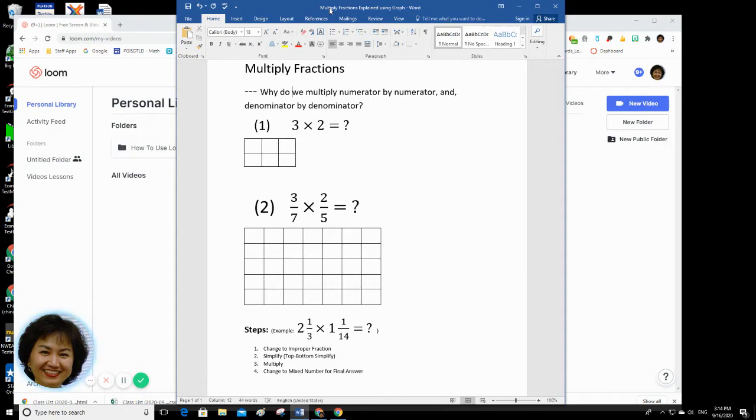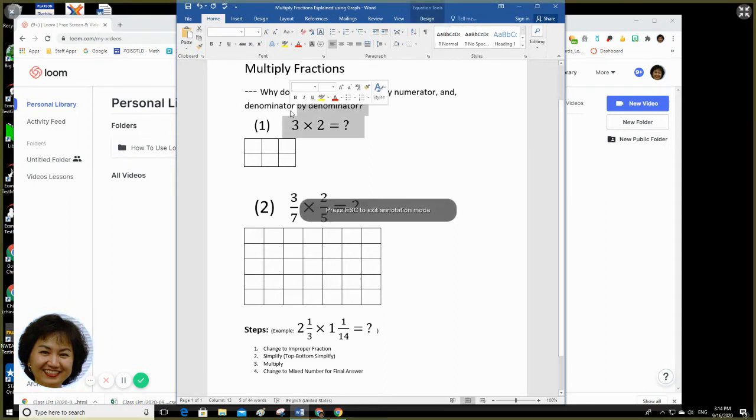Look at this first example. How do we do 3 times 2? They both are integers. So you can see from this picture, this is 3: 1, 2, 3. This is one row of 3, and we have 2 rows. So it's 3 times 2, which equals 6. This picture explains how multiplication is done in general. Of course, that's for integers.